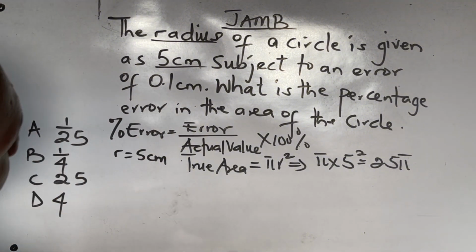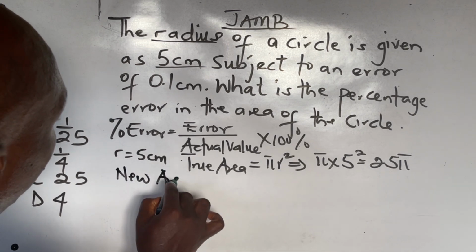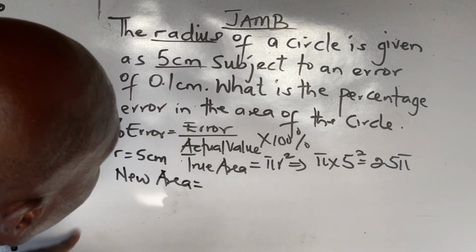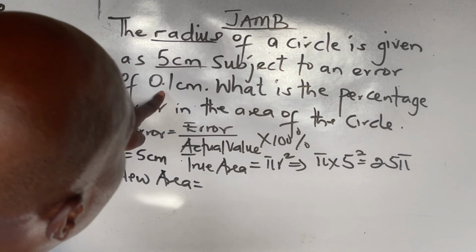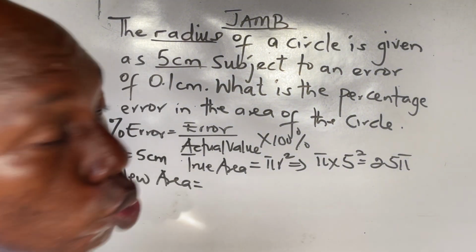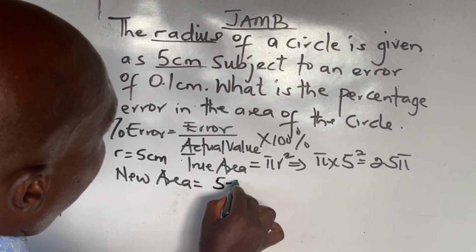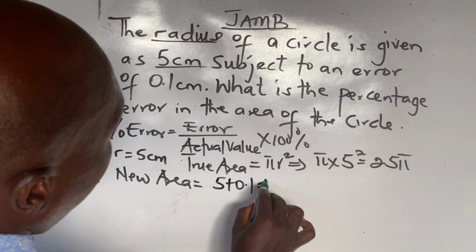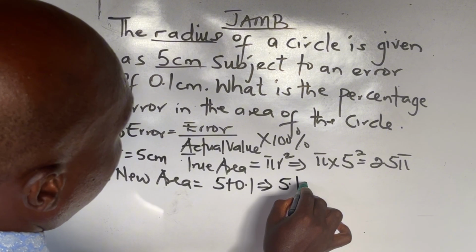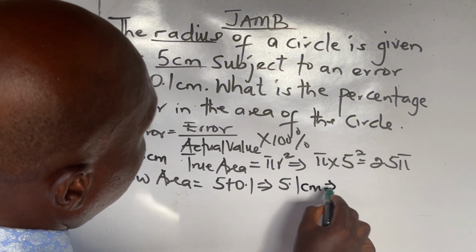The next one, we are given subject to an error of 0.1 cm. So let's get the new area. We can add 0.1 to 5, or you subtract either of the two. You are still going to get the same answer. So I'm adding, so that's 5 plus 0.1. That will give you 5.1 cm.